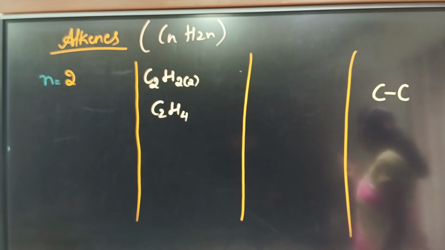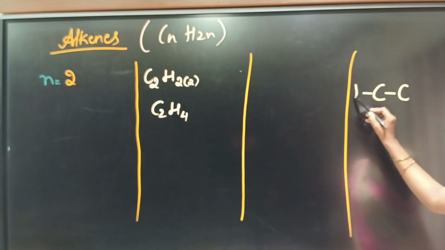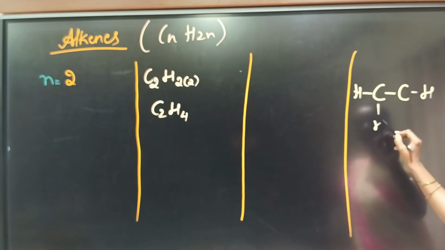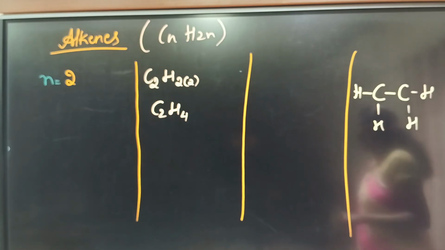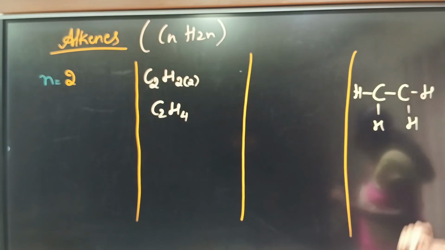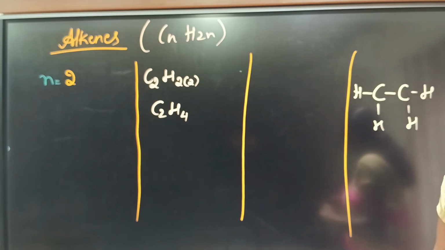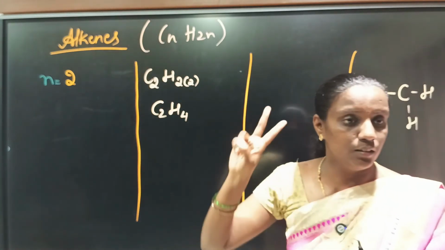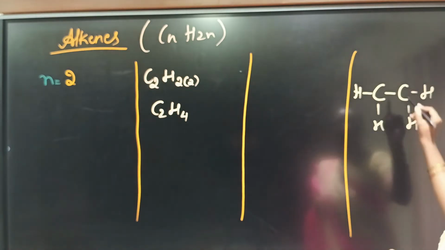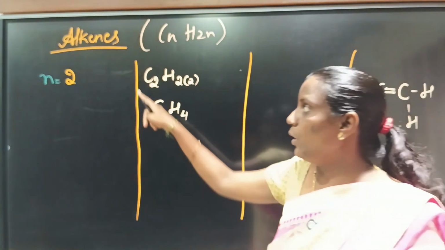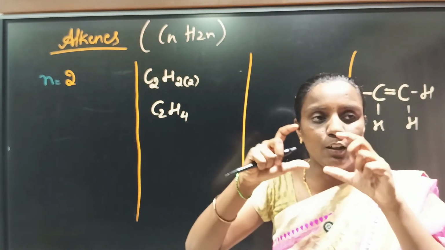Now when I write the structural formula, 2 carbon atoms are there and 4 hydrogen are there. Listen, this carbon is having 3 bonds, this carbon is also having 3 bonds. But remember what we are studying: alkenes. Alkenes means double bond. So you have to write the double bond between the 2 carbon atoms.